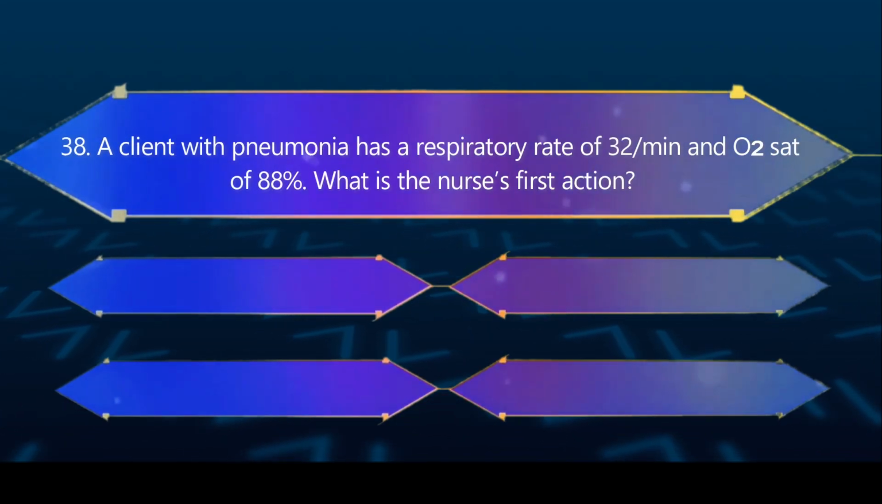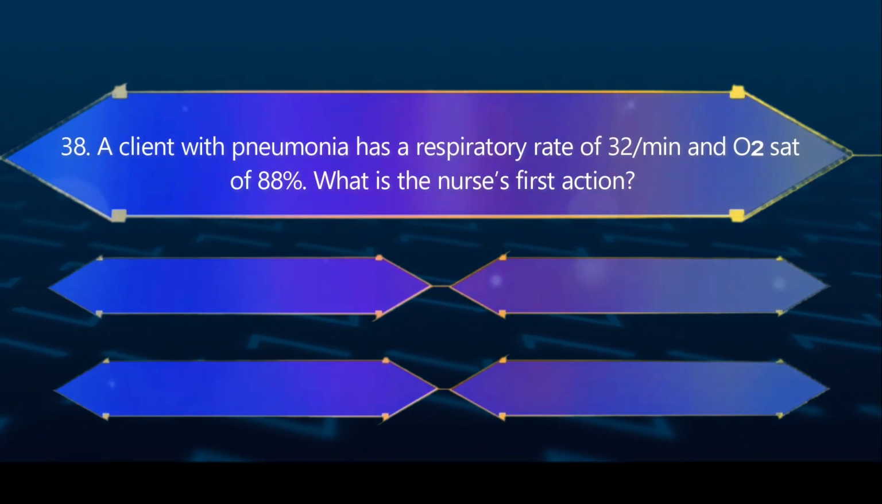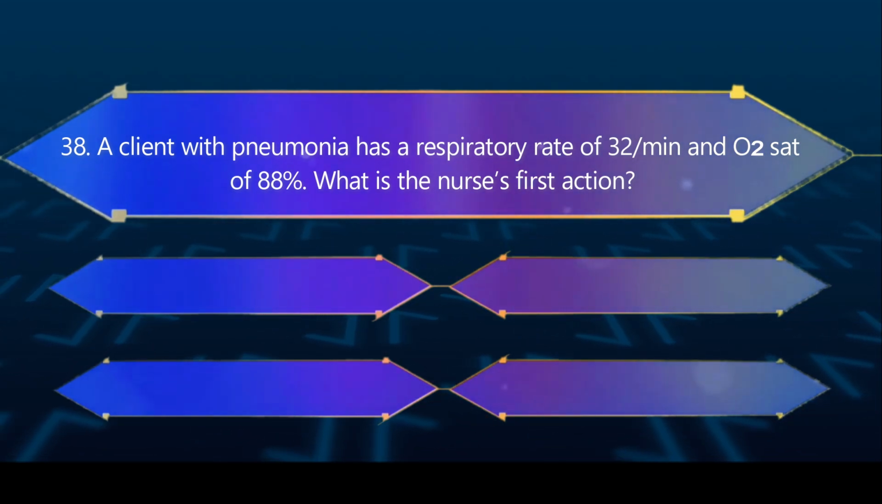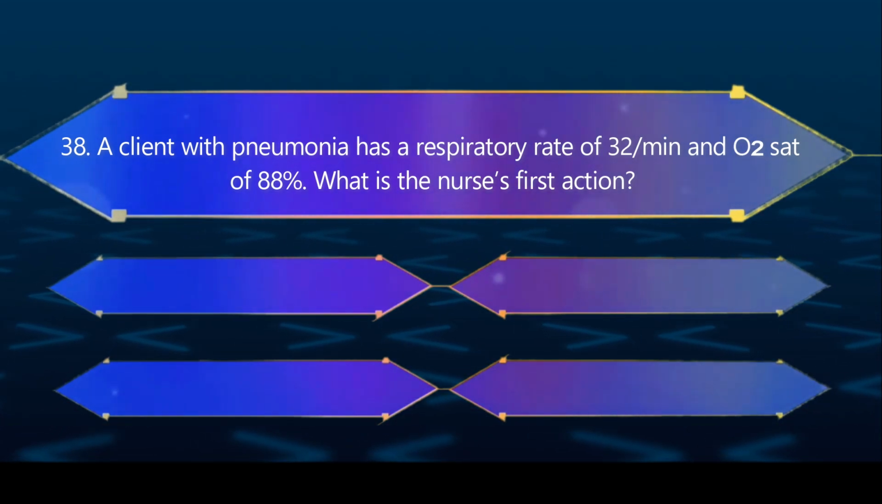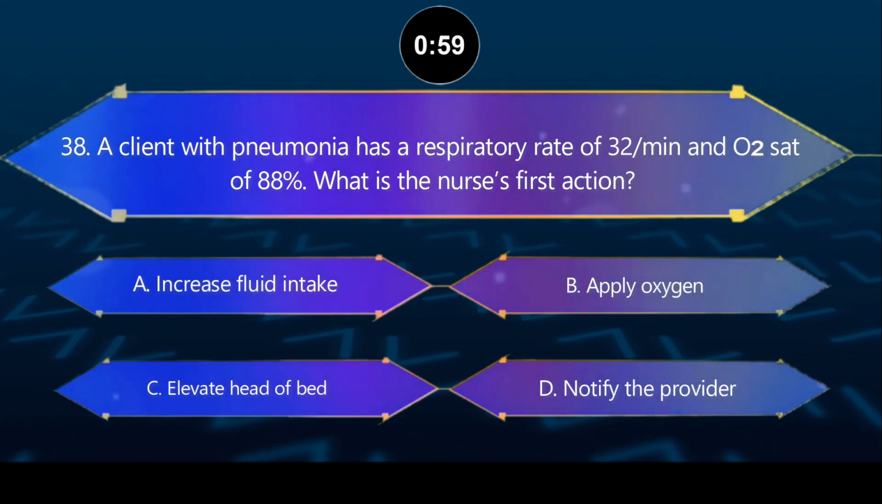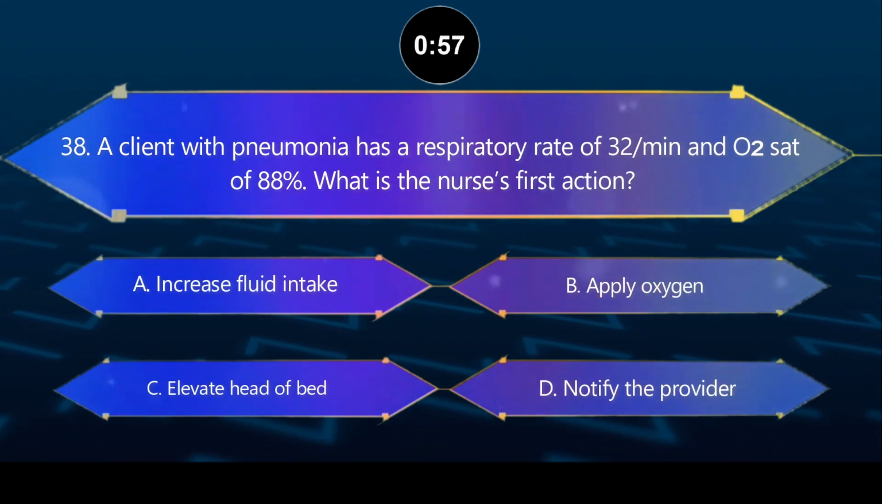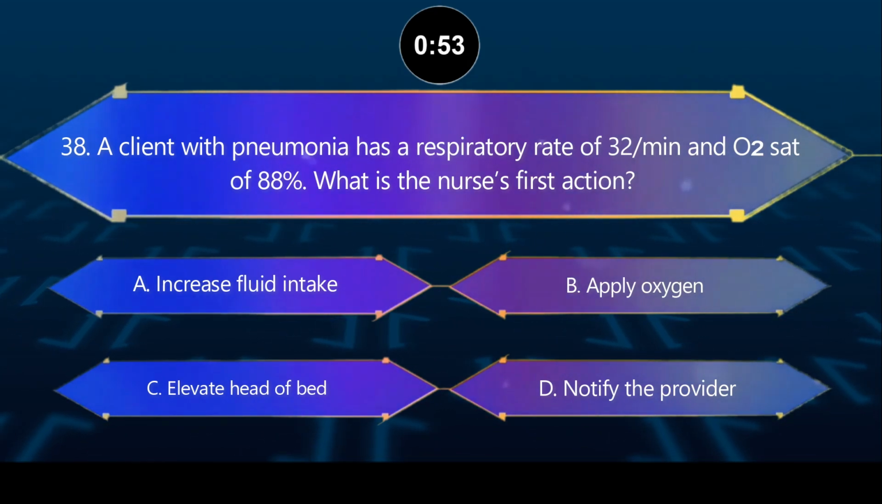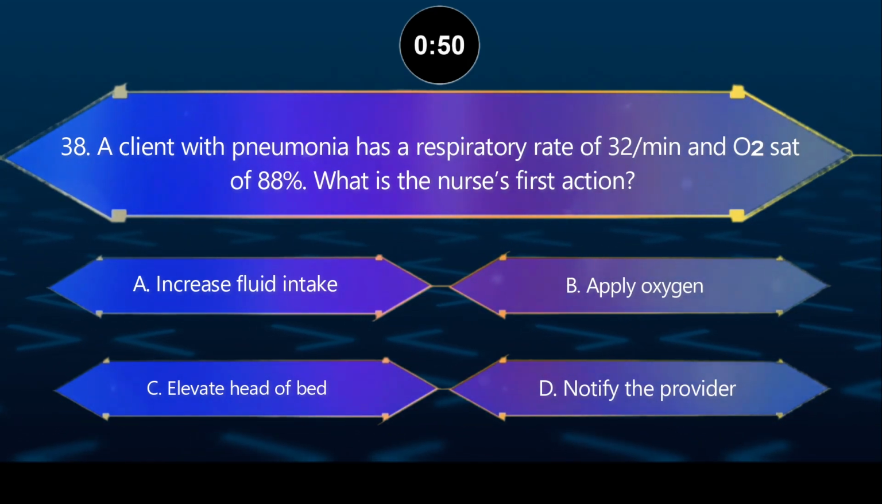38. A client with pneumonia has a respiratory rate of 32 per minute and O2 sat of 88%. What is the nurse's first action? A. Increase fluid intake. B. Apply oxygen. C. Elevate head of bed. D. Notify the provider.